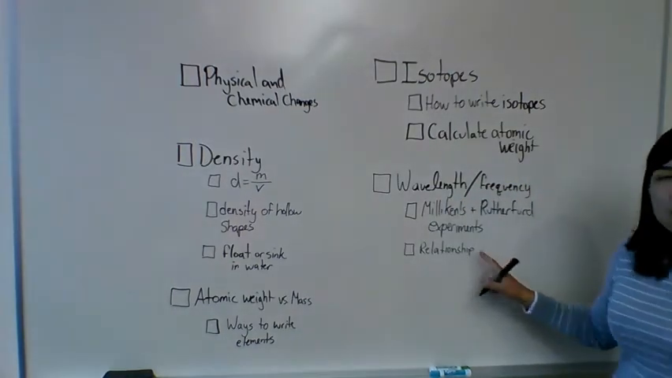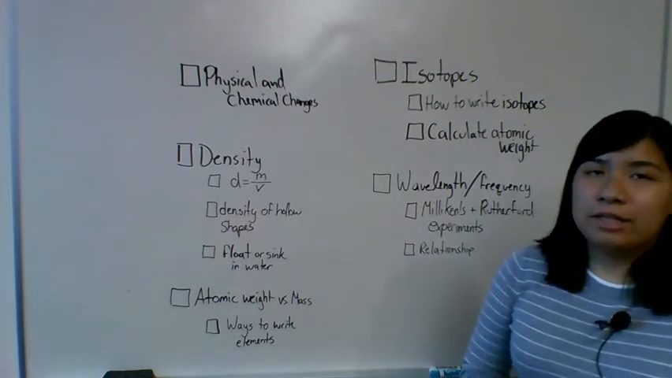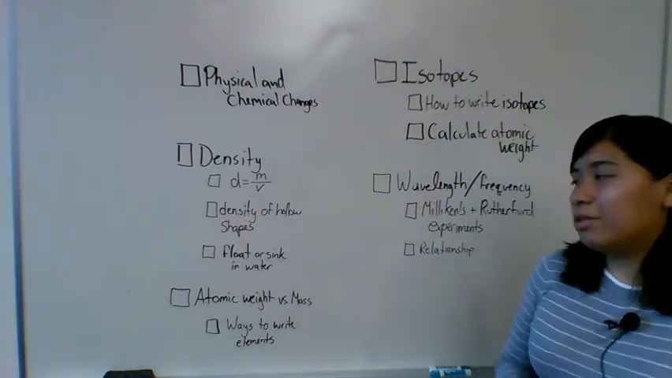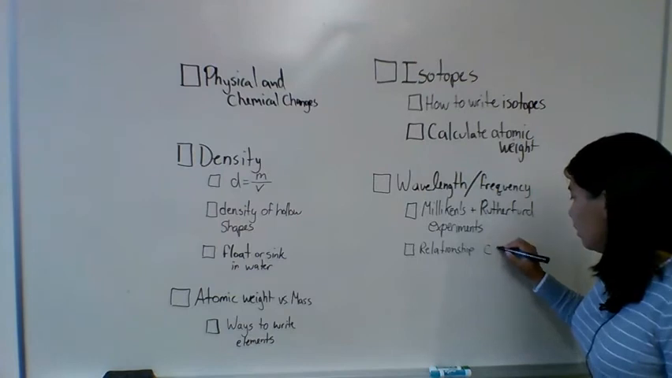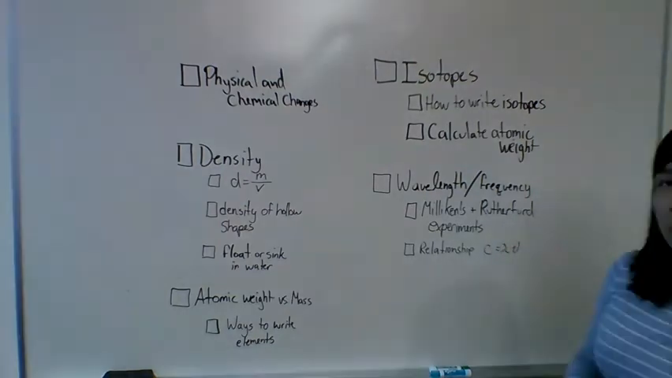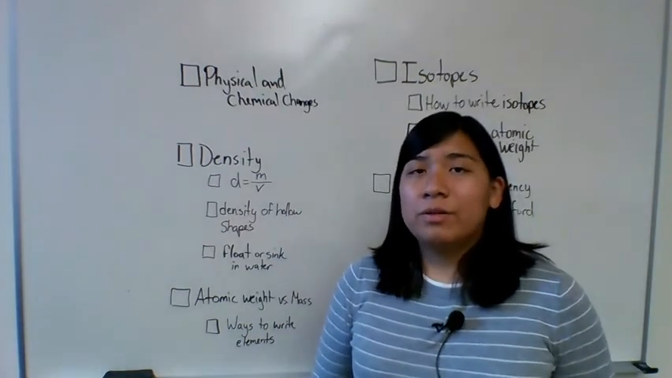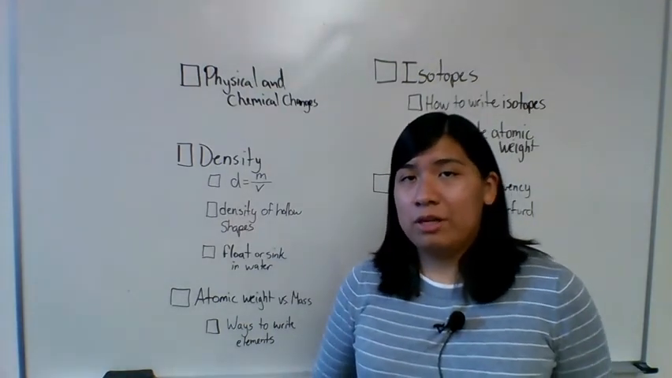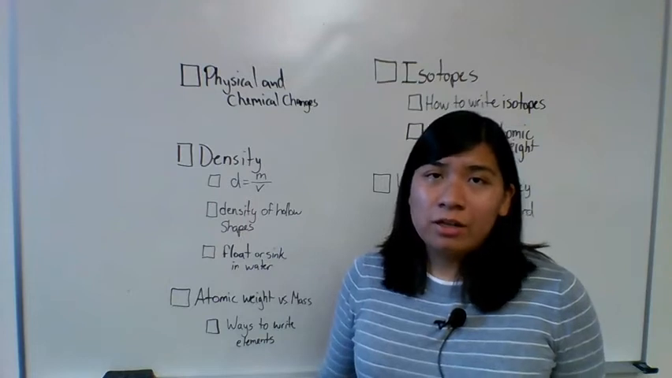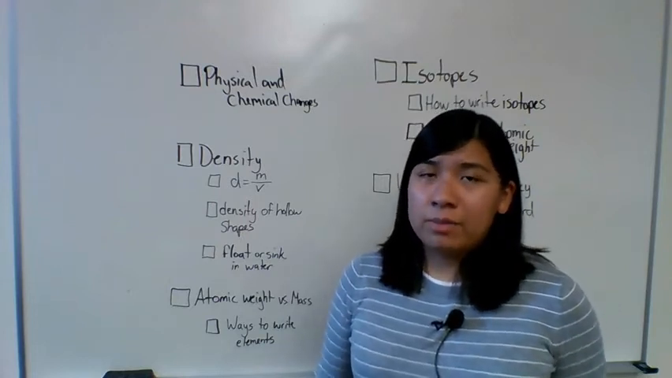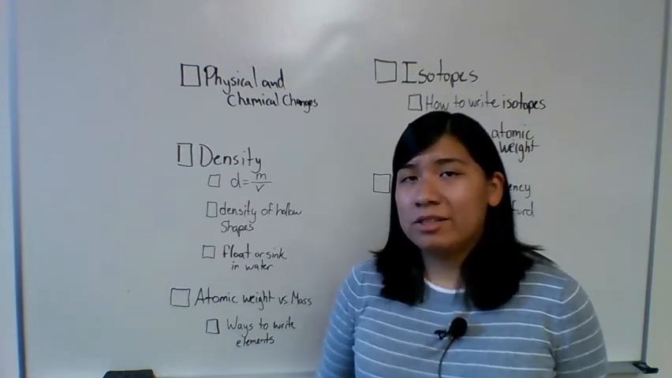And when I talk about relationship, that is the speed of light equals lambda times nu. So you need to know what these symbols mean as well. And the final thing that we have covered are photons, how to calculate the energy of a photon emitted, what is a photon, and what does it mean for an electron to be quantized. So I'm going to put that on your list.